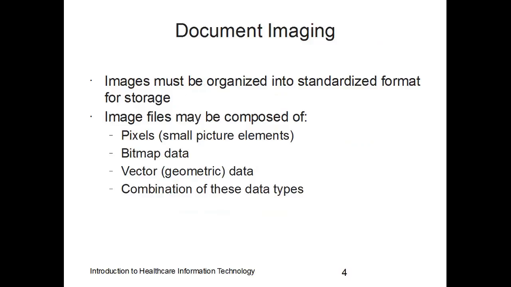Next we'll talk about document imaging. Now, images must be organized into a standardized format for storage. And image files can be composed of pixels, which are small picture elements, bitmap data, vector data, geometric data, or a combination of these data types.